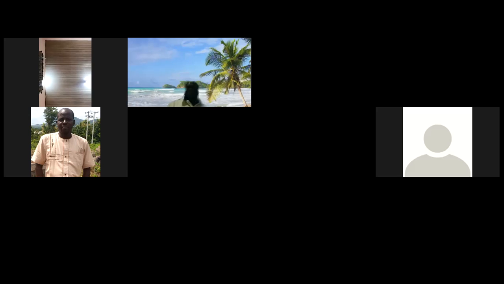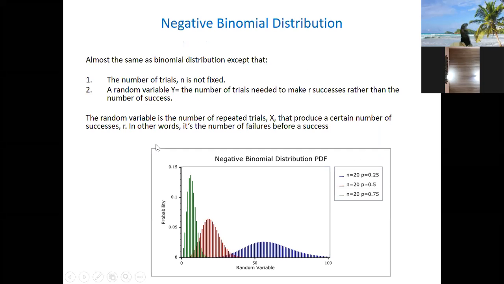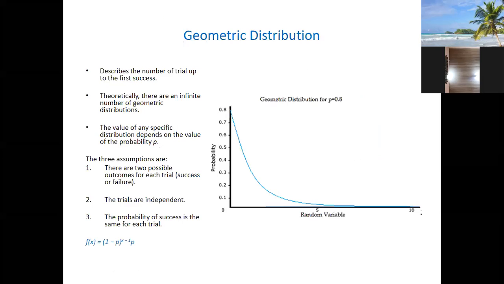Okay, I have one question here. Thank you, sir. Please, what is the difference between geometric and negative binomial? It can be answered by going back to the geometric and negative binomial. When you look at it, we talk about geometric.